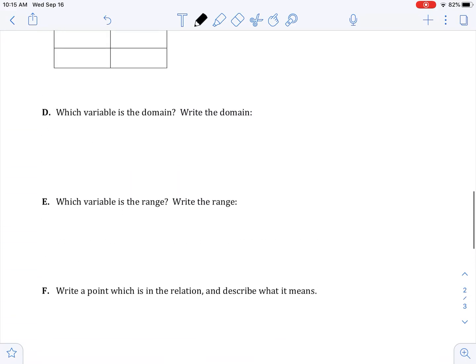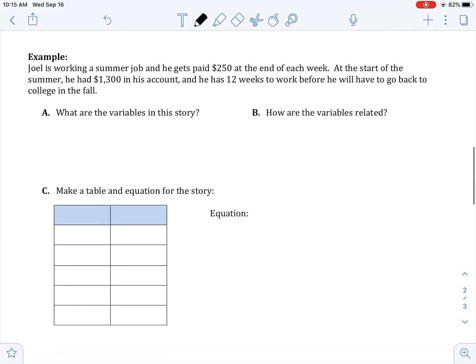Okay, let's look at another example. And then we will look at graphs. Okay, so this is Joel is working a summer job and he gets paid $250 at the end of each week. At the start of the summer, he had $1,300 in his account. He has 12 weeks to work before he has to go back to college. What are the variables in this story?